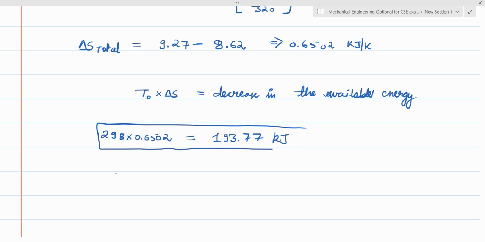Now we have calculated the value of decrease in the available energy of the system. Hence, the question is solved.